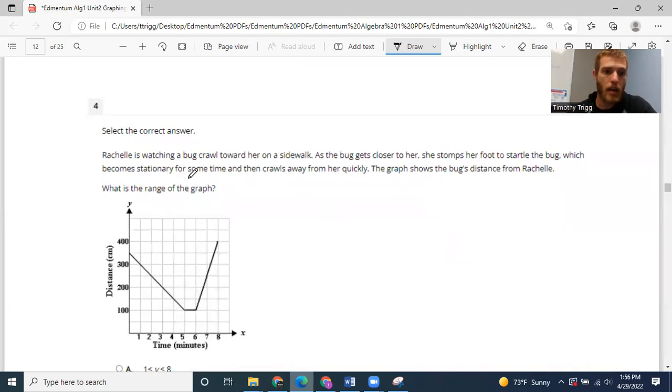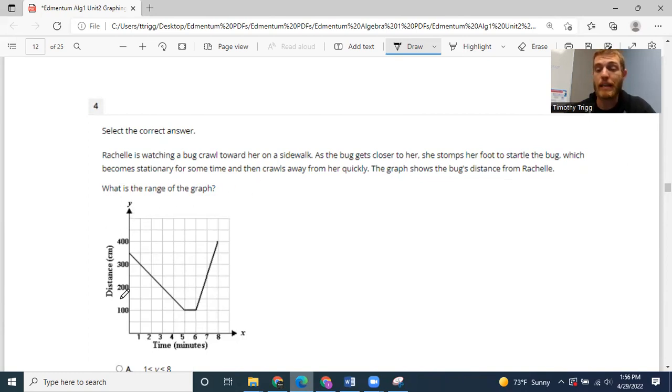Rochelle is watching a bug crawl towards her on the sidewalk. As the bug gets closer to her, she stomps her foot to startle the bug, which becomes stationary for some time and then crawls away from her quickly. The graph shows the bug's distance from Rochelle. What is the range of the graph?